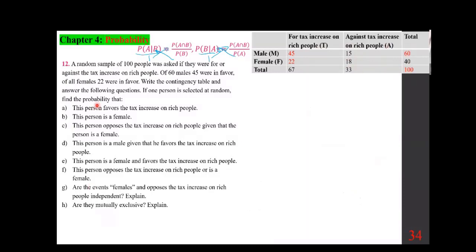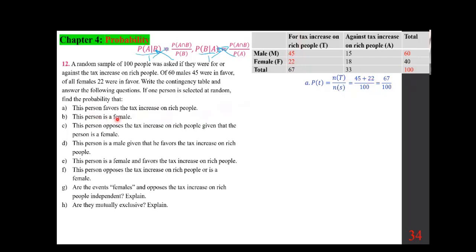So the very first question is asking, this person favors the tax increase. Well, the total people would be the sample space, that is your denominator. And out of those, how many are in favor of the tax increase? So the formula would be P of T is N of T over N of S, where S represents the sample space. And so what do we have? A total of 67 people. So 67. You've done the table. You don't have to add them up anymore, but I just wanted to show you.